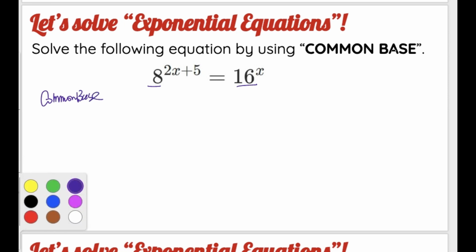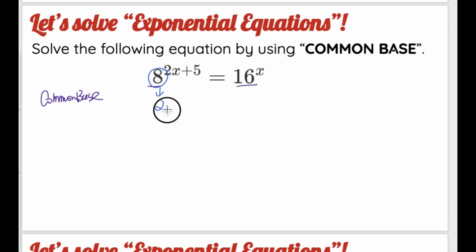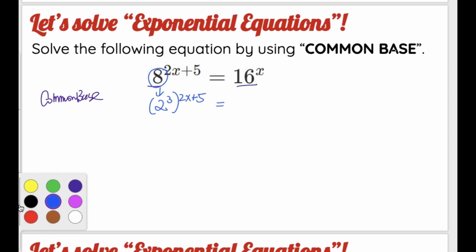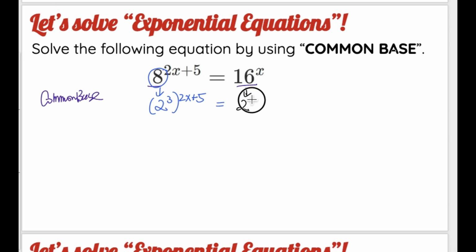So how do I do that? As we did before, 8 is connected to 2, which is 2 to the third power. So I just copied down this and this. And 16 is also connected to 2, which is 2 to the fourth power. So we know this. As you can see, now we have both base 2, so I'm going to simplify a little bit.